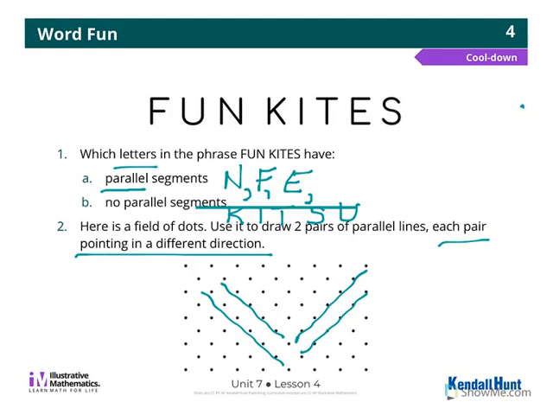Questions? Easy peasy, right? If you were absent, you would just do this and turn it into me. Okay? Good point. This one is parallel to this one, right? So is it okay that this line intersects these lines? Yeah, because we're looking at pairs of parallel lines. Okay. All right, so that is your cool down for Unit 7, Lesson 4.